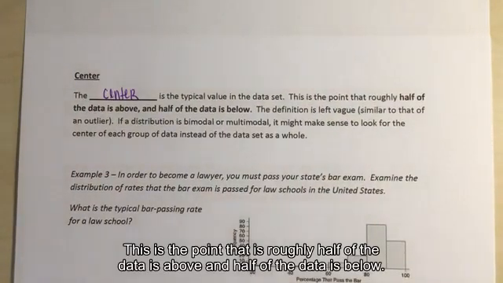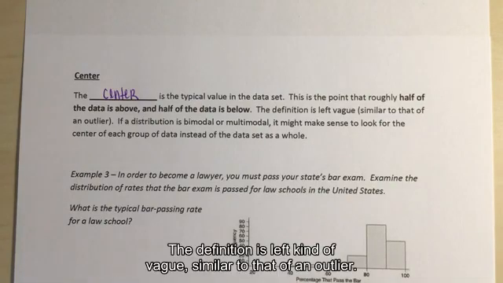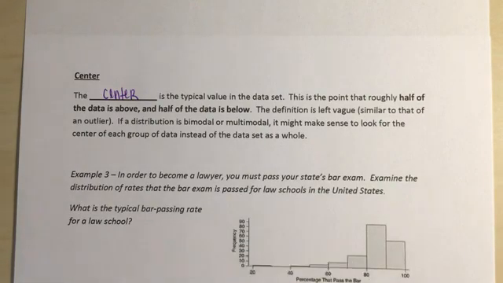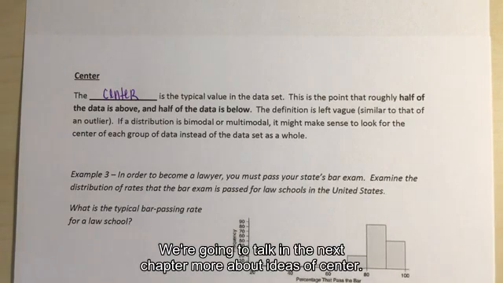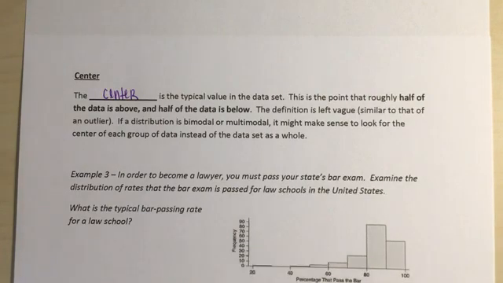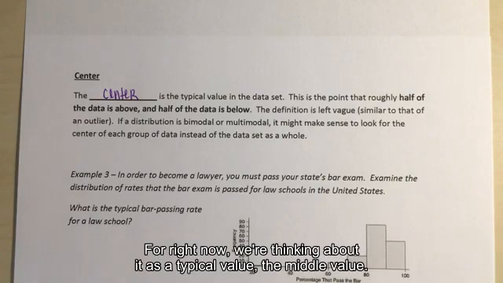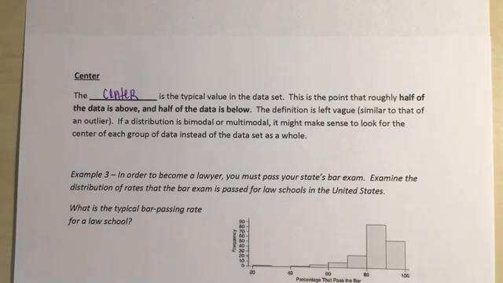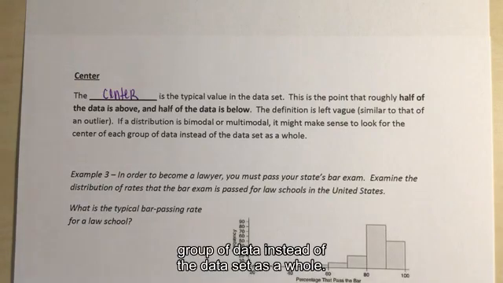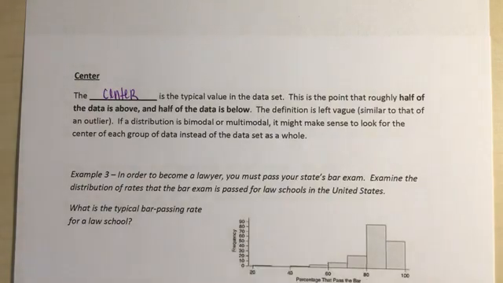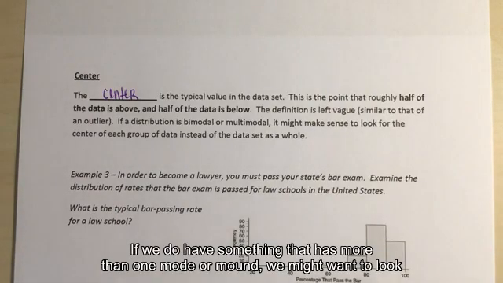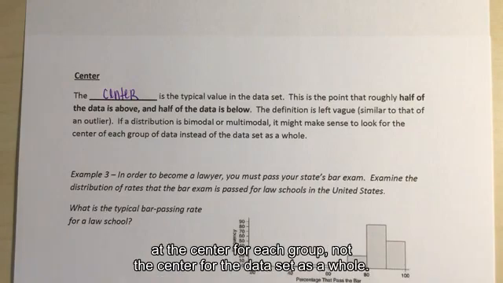The center is the typical value in the data set. This is a point that is roughly half of the data is above and half of the data is below. The definition is left kind of vague, similar to that of an outlier. We're going to talk in the next chapter more about ideas of center, but for right now we're thinking about it as a typical value, the middle value. If a distribution is bimodal or multimodal, it might make sense to look for the center of each group of data instead of the data set as a whole. So if we have something that has more than one mode or mound, we might want to look at the center for each group, not the center for the data set as a whole.